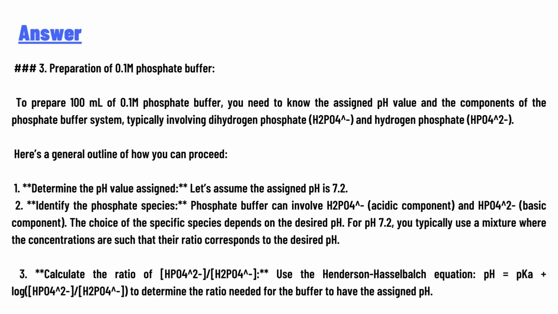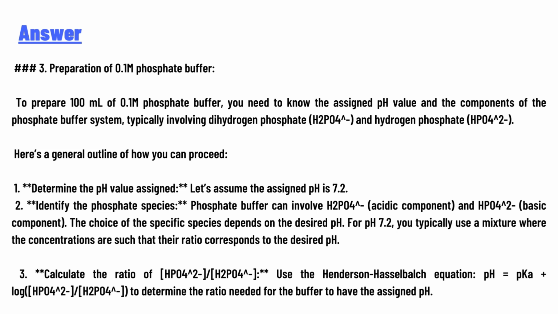To prepare 100 ml of 0.1 M phosphate buffer, you need to know the assigned pH value and the components of the phosphate buffer system, typically involving dihydrogen phosphate and hydrogen phosphate. Here's a general outline of how you can proceed. First, determine the pH value assigned. Let's assume the assigned pH is equal to 7.2.